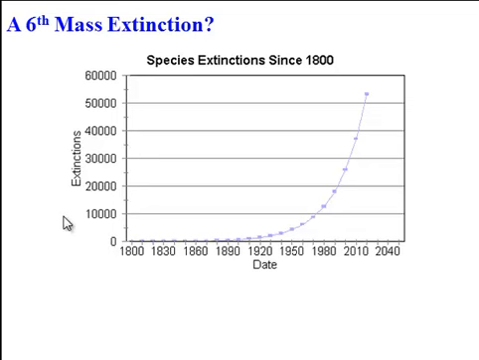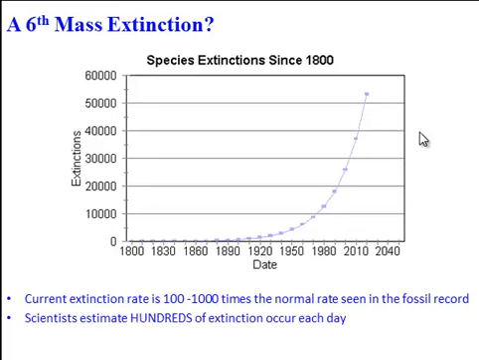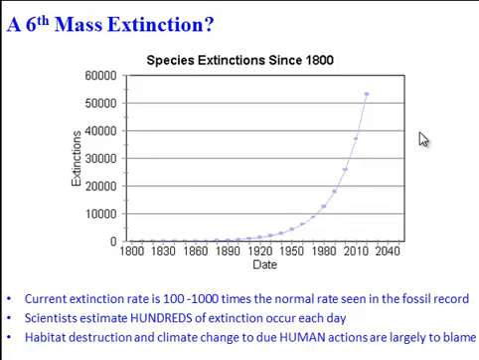Final note, in terms of speciation, we should be pretty concerned right now about the creation of new species because we are destroying them every second. The current extinction rate from this graph is 100 to 1,000 times the normal rate that the fossil record indicates. Hundreds occur each day. And most of these extinctions are due to human actions like habitat destruction and climate change. So our understanding of speciation and how it occurs could contribute to addressing this problem of the current mass extinction.